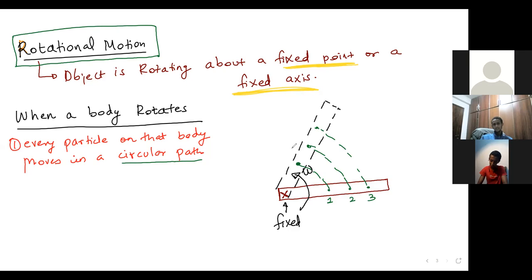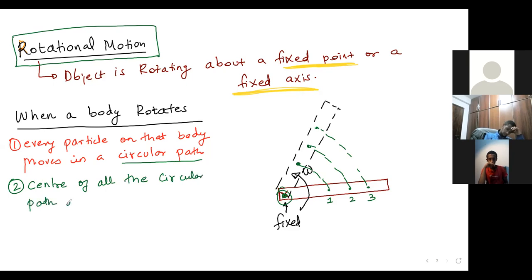But do you think their center is the same? Do you think the center of all the circular paths is the same? Yes, the center is the same. Every circular path has its center on the axis. Second, the center of all the circular paths is the same, but they have different radii, isn't it? Yes, they have different radii.